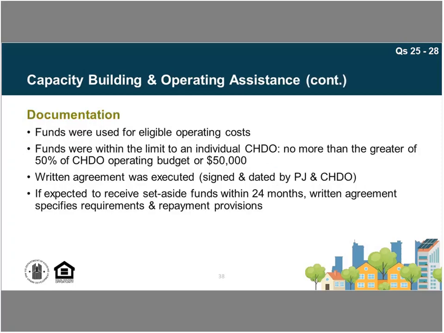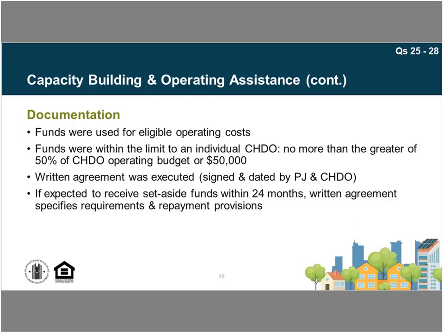So the documentation that you would need to have in those files would be to show that they were eligible operating costs. We have HOME eligibility requirements that we talked about last week, but also we have this overlay of 2 CFR Part 200, which defines what are eligible uses of our HOME funds. So we'd have to know that the funds were eligible.